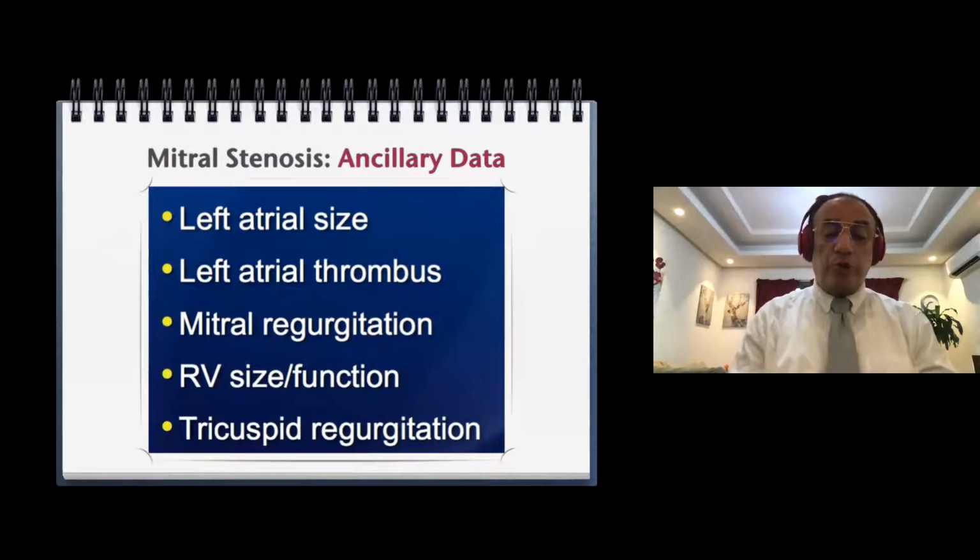Also, one of the most important echo findings is to assess the RV size and function. And this is the forgotten chamber. Most people concentrate on the mitral assessment and left ventricular assessment, but they forget to assess the RV function and diameter. And this is very important in patients with mitral stenosis. Also, you have to assess the tricuspid regurgitation, because if there is significant tricuspid regurgitation with a dilated tricuspid annulus, this patient definitely needs tricuspid valve repair with mitral valve commissurotomy.